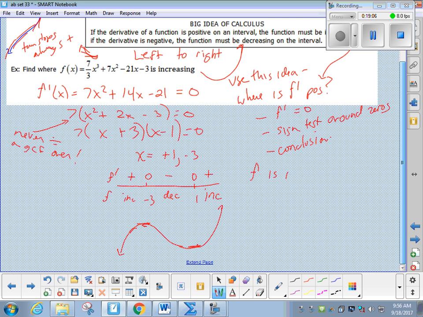F is increasing on what intervals? Negative infinity up to negative 3. Do not include negative 3 because it's really neither increasing nor decreasing at that point. And where else is it increasing? 1 to infinity. Oh, I forgot to say justify. But in the problems, I will definitely remember to say justify. The AP test will say justify. And you'll need to say then why. Why do you say that the function is increasing?